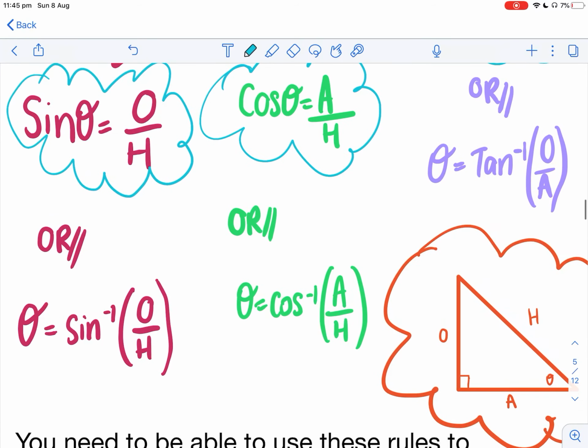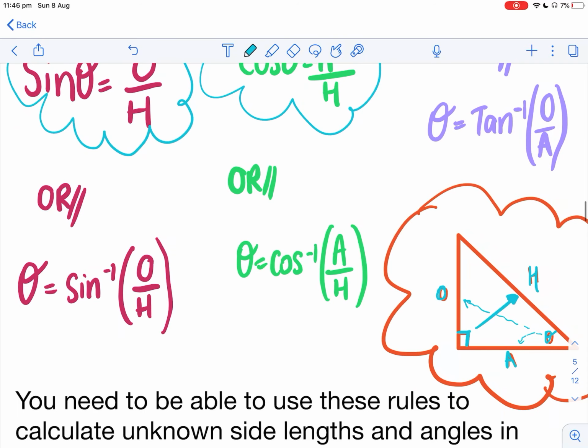Now, remember, if this is theta here, adjacent is the side that's next to the angle. Opposite is the side that is opposite the angle. And your hypotenuse is always directly opposite the right angle.